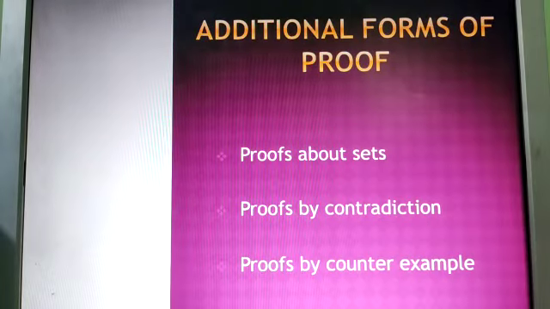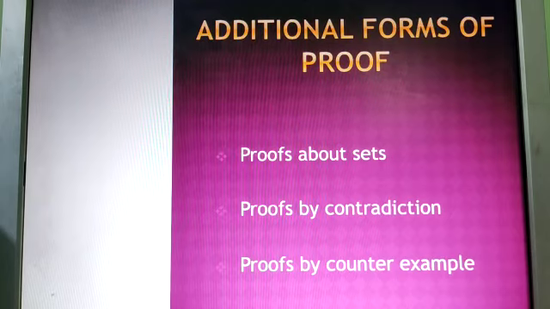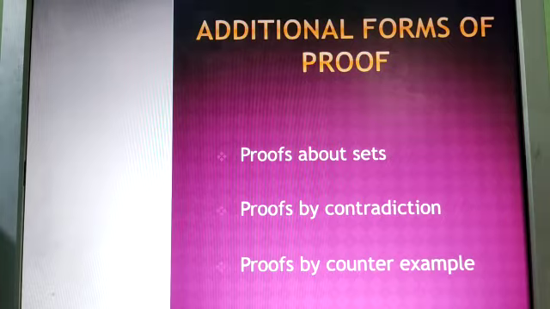Today we are going to see the topic additional forms of proof in theory of computation. In additional forms of proof, mainly we have three classifications: proofs about sets, proofs by contradiction, proofs by counterexample. We can see one by one.